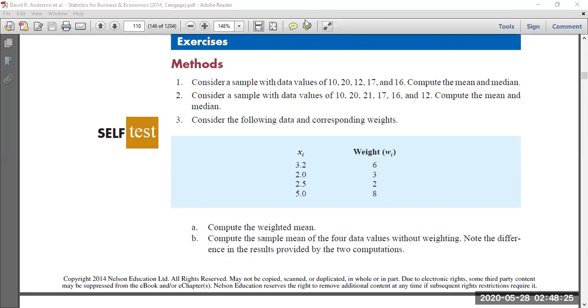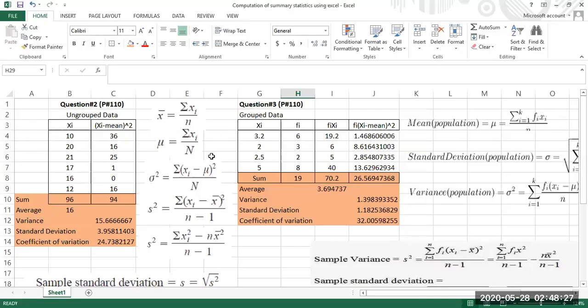I've already computed these questions. So this was question number 2 on page 110 and question number 3 on page 110. In this question, we have an ungrouped data where the observations are given as these numbers. These are my 6 numbers.